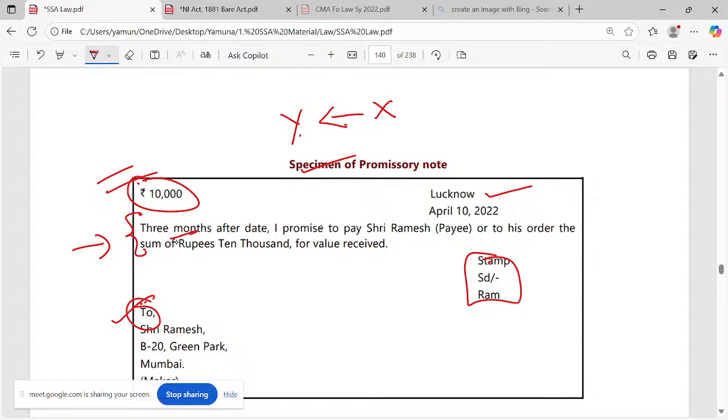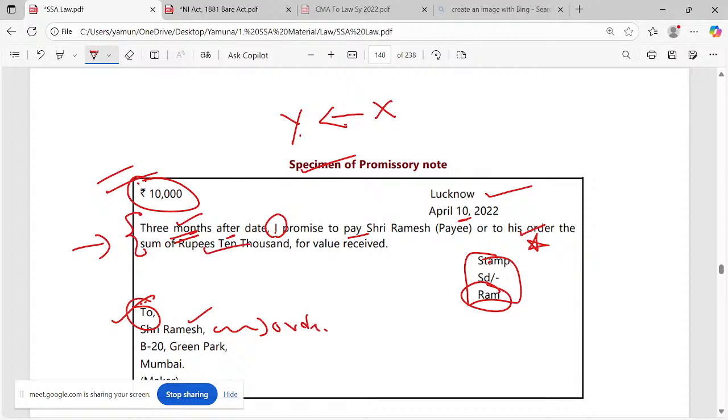Mention of time should be there, certainty. Mention of time should be there, 3 months after date. So what date is this? So 3 months after date. I, so I means who? Here Ram. Promise to pay whom? Sri Ramesh, or to his order. Please highlight: Sri Ramesh is the payee, or to his order. Probably he might be ordering any other person to pay the amount. Yes, the sum of rupees 10,000.